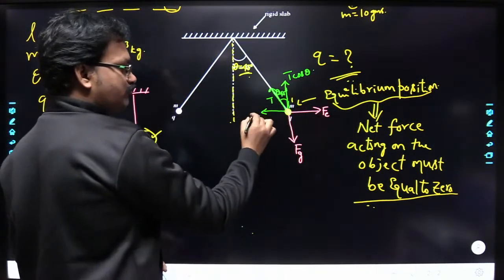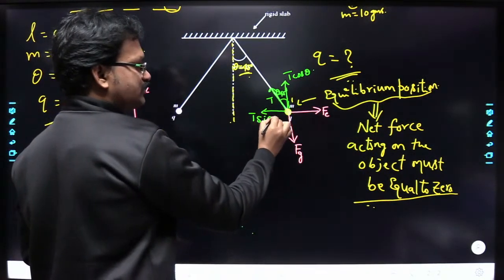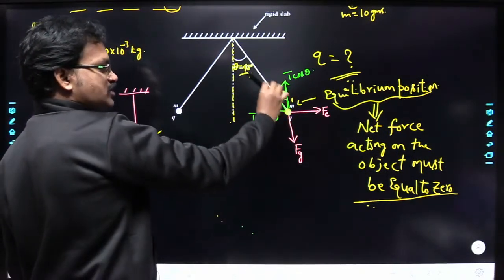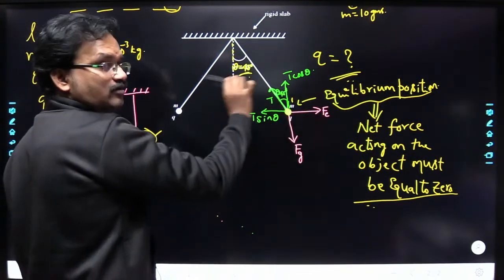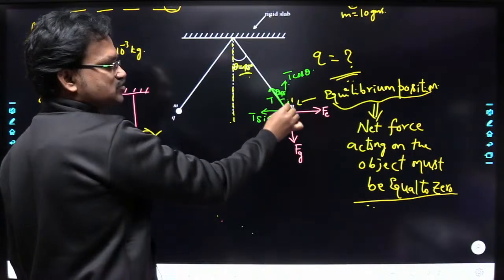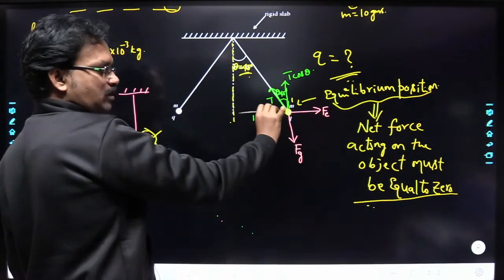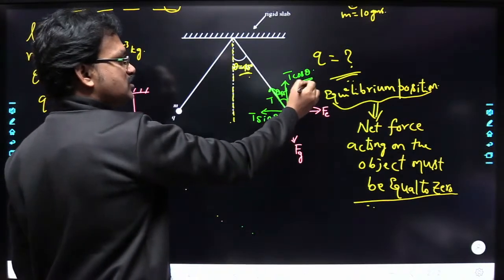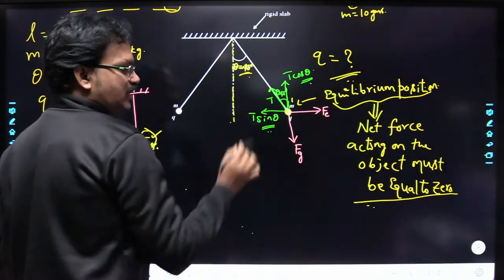And this component of force is nothing but T sin theta. Right. This tension force is neither horizontal nor vertical, so you can resolve it into two components: one is the vertical component and another is the horizontal component. This component is T cos theta, and this component is T sin theta.